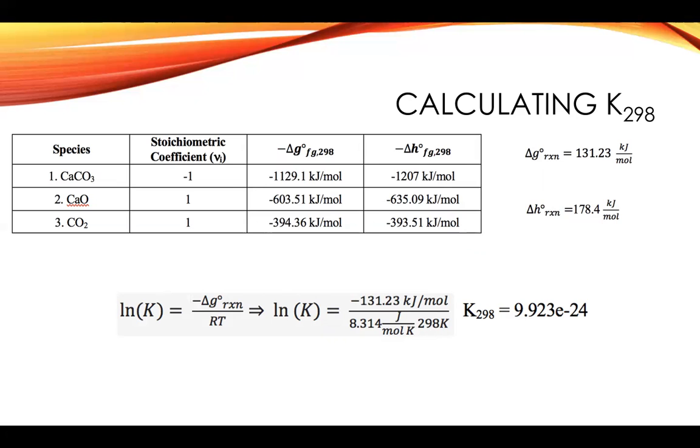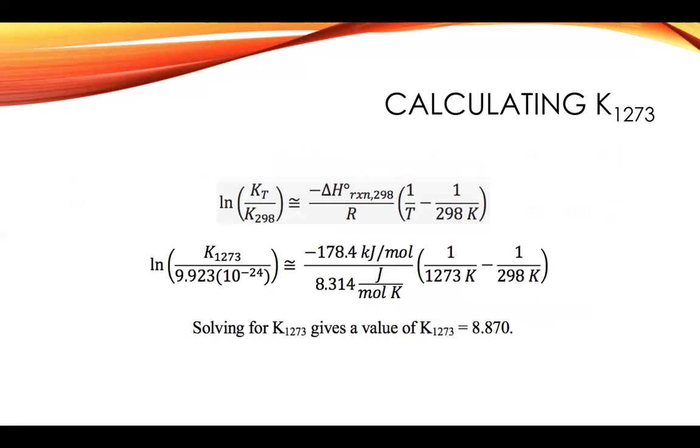As you can see, this calculated value is extremely small, indicating the reaction is unfavorable and will likely not even proceed at these conditions. Next, let's try calculating K at the modified system conditions when limestone is placed in a kiln heated to 1273 Kelvin. This will be done using equation 2. For simplicity, we will assume the enthalpy of reaction is independent of temperature.